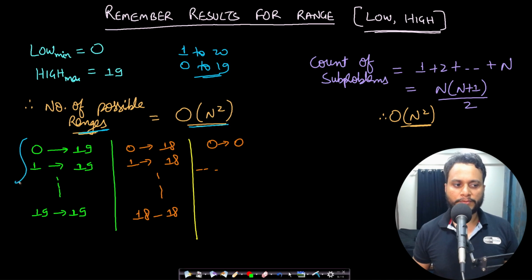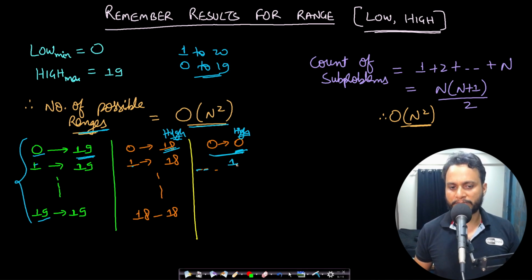And if you want to understand it even more, then I can fix the endpoint to 19 and the start point will range from 0 to 19, 1 to 19 and so on till 19 to 19. Again I can fix the high value, that means the endpoint, to be 18, and I will iterate from 0 to 18, then 1 to 18 and so on till 18 to 18. And it will keep on going until I have an endpoint, that means the high point, as 0, and I will iterate from 0 to 0. So in this case the number of subarrays is 1.